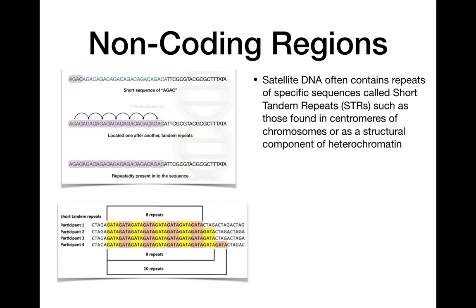Okay, now satellite DNA is like DNA that's non-coding, kind of at the periphery of the sequence, often contains what are called STRs, or short tandem repeats, short repeats of specific genetic sequences. These are often found in centromeres of chromosomes. Remember, centromeres are the center part of the chromosome that are attached onto for mitosis and meiosis. It also can be a structural component of what's called heterochromatin, or the chromatin level of DNA folding.